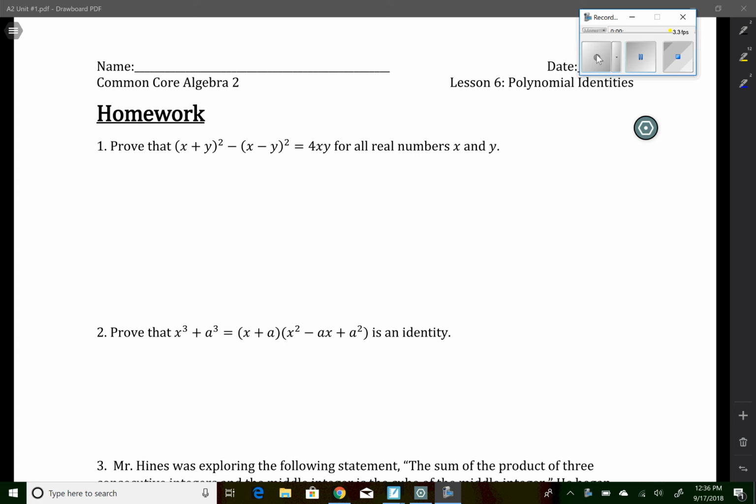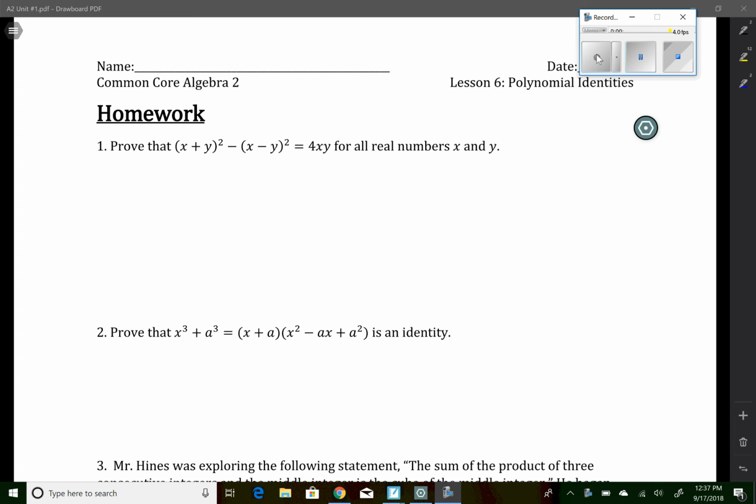All right, everybody, welcome to the video here for lesson number 6 on polynomial identities. So for these identities, all we're trying to really do here is prove that both sides of the equation come out to be the same exact expression. If we can do that, we've done our job. Now, the better you're getting at multiplying quickly, the easier and faster these will go. So let's take a look at the first one.